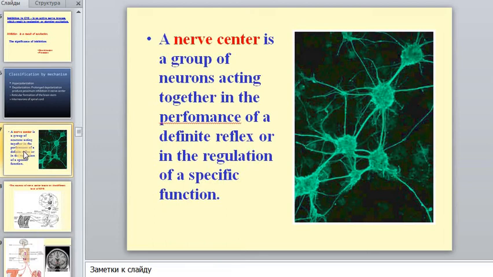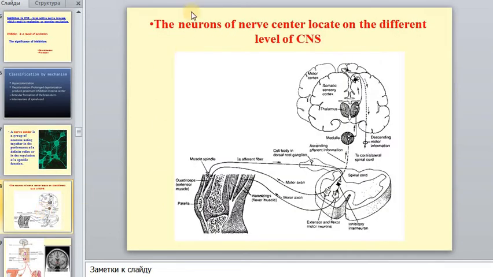A nerve center is a group of neurons acting together in the performance of definite reflexes or in the regulation of a specific function, one organ or just an organ system. Here we see the neurons of the nerve centers, which are located on different levels of the central nervous system. We have parts in the spinal cord, in the medulla and in the thalamus, and always we have a special center in the cortex.